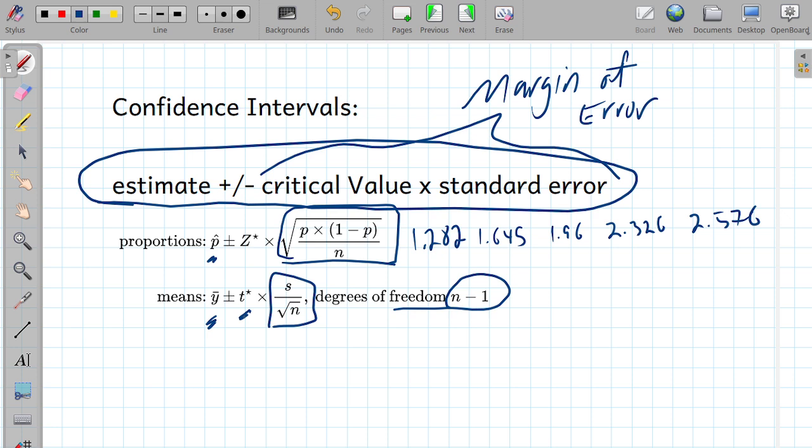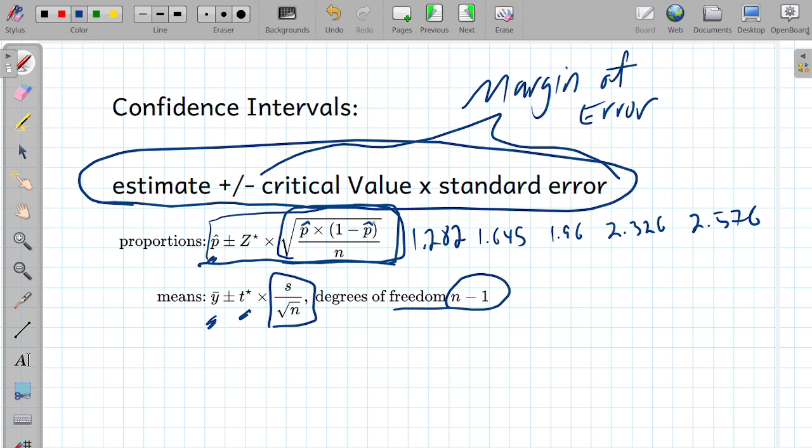Okay, now make sure you understand how to structure these things. So for proportions, what we're doing tonight, we're going to have our estimate, p hat, plus and minus the critical number. And I screwed up. Oh, no, I did not. Sorry. Well, actually, I did. This should have been a hat, and this should have been a hat.